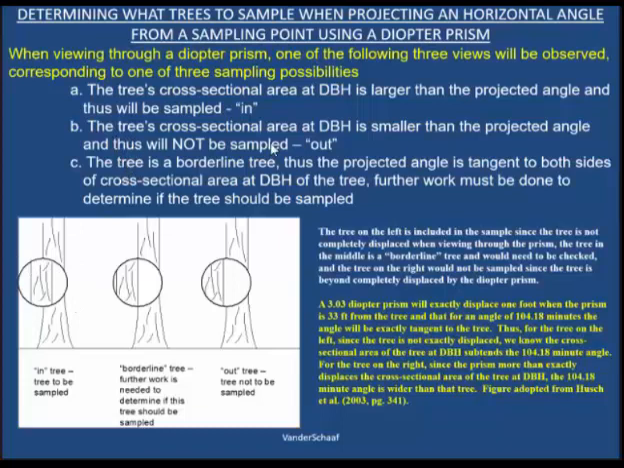The tree's cross-sectional area, DBH, is smaller than the projected angle, and thus will not be sampled. It'll be out, okay?